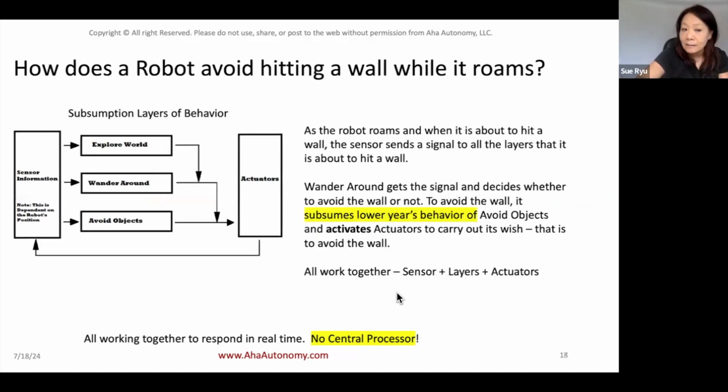Okay, so let's go through another example. How does a robot avoid hitting a wall while it roams? As the robot roams around, when it's just about to hit the wall, the sensor sends a signal to both the wander around and avoid object layers. Then wander around has to decide whether it needs to avoid the wall or hit the wall. Depending on what it decides, it activates the actuator to actually avoid the wall. All these three things work together so that they can respond in real time. Again, there's no central processor. They all work together, replacing the role of a central processor.